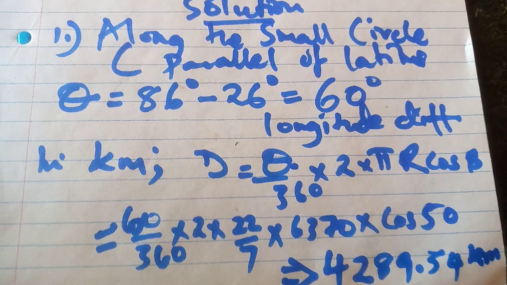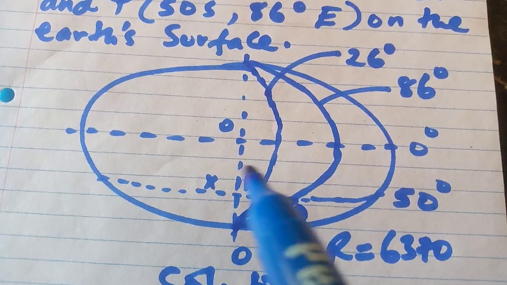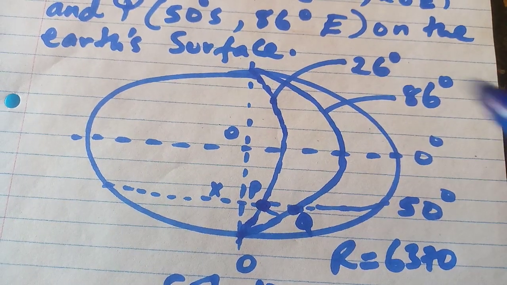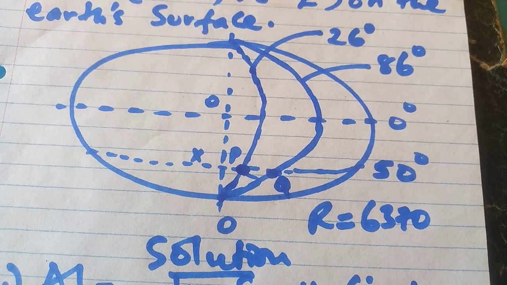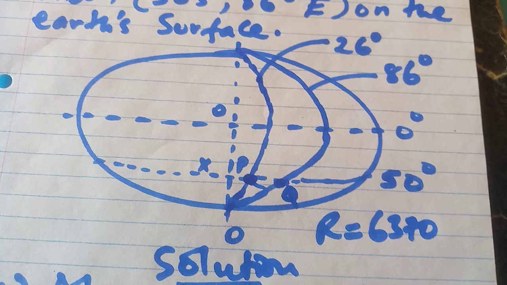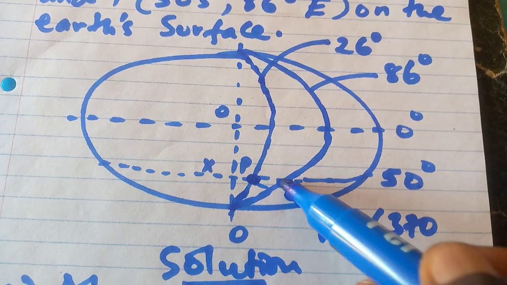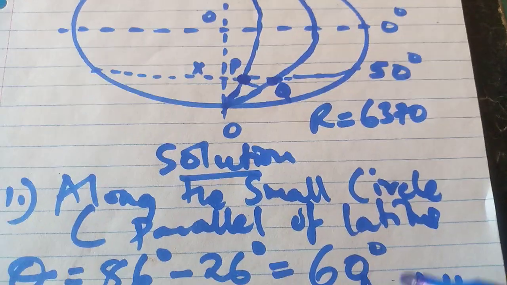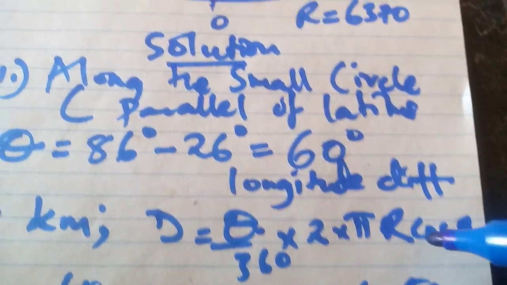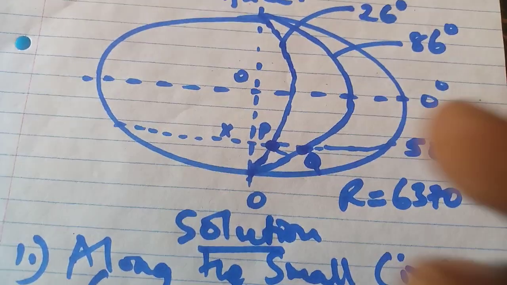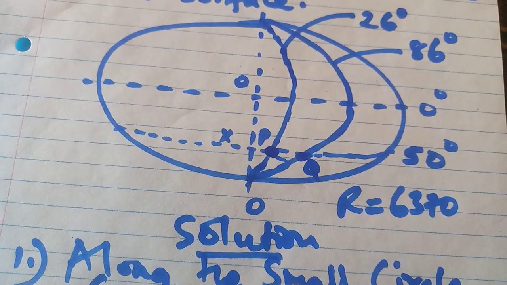So that I've given you the answer of the distance between P and Q along that parallel of latitude. So just take the angle between the 2 points and then you use the formula, which is here. So I want to compute the same distance in nautical miles.